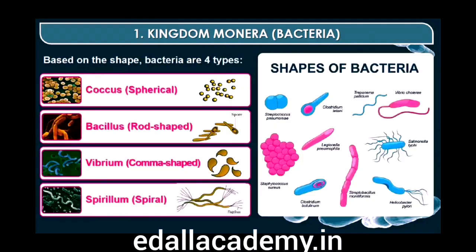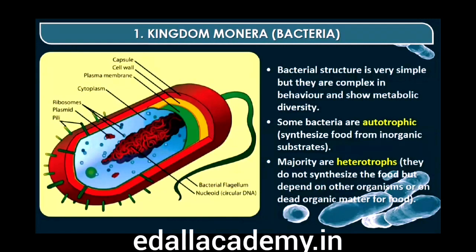Bacteria are grouped under 4 categories based on their shape: the spherical coccus, plural cocci; the rod-shaped bacillus, plural bacilli; the comma-shaped vibrio, plural vibrios; and the spiral spirillum, plural spirilla. Though the bacterial structure is very simple, they are very complex in behavior. Compared to many other organisms, bacteria as a group show the most extensive metabolic diversity.